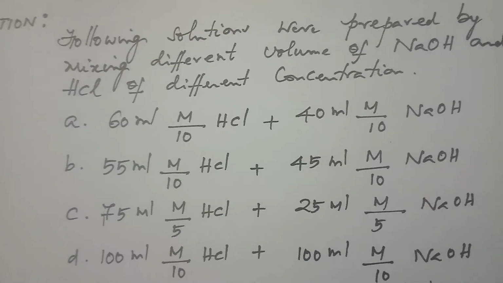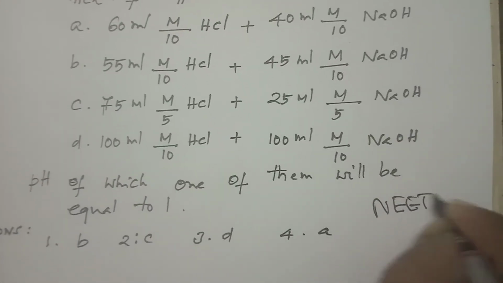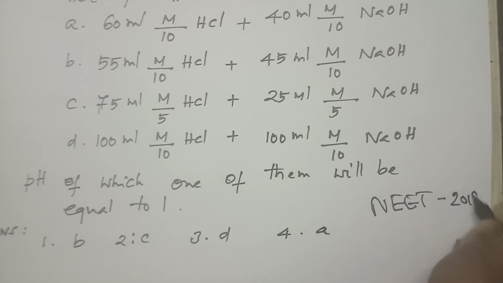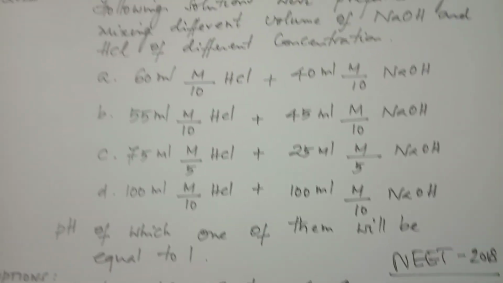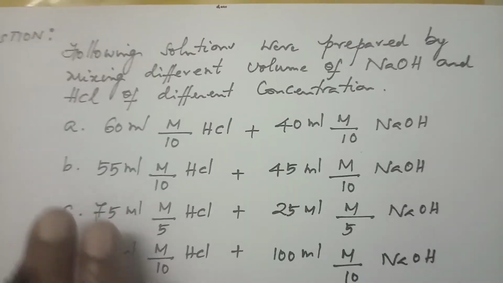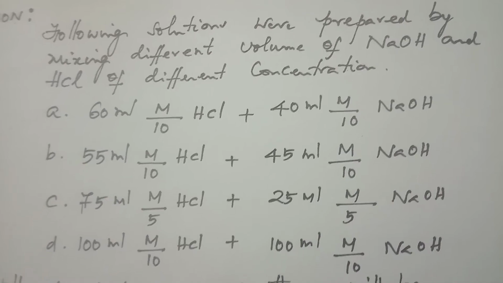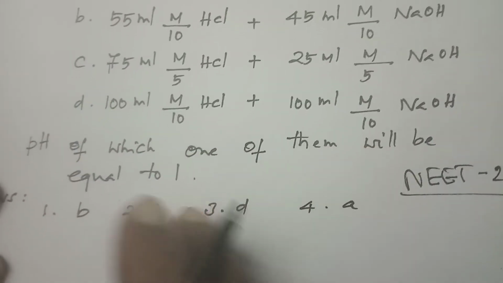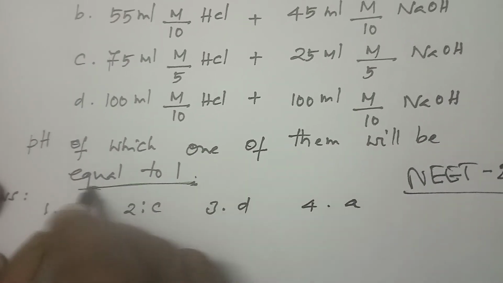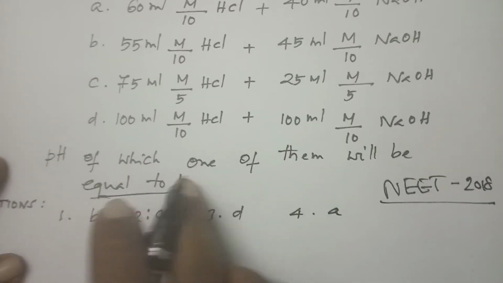Now let us go to the next question. This is a previous year question, NEET 2018. Okay, see the way they are asking: the following solutions were prepared by mixing different volumes of sodium hydroxide and hydrochloric acid. The pH of which one of them will be equal to 1? So you are provided 4 solutions, and one has pH equal to 1.